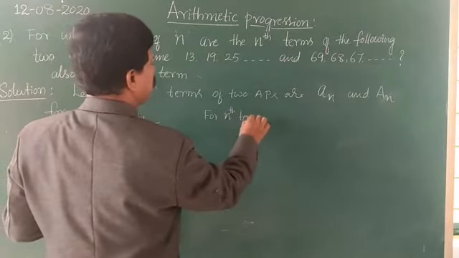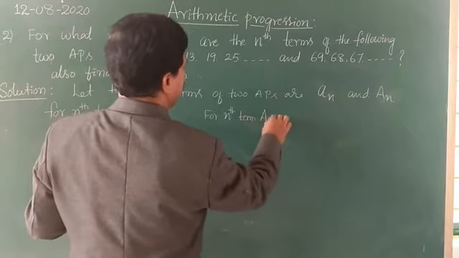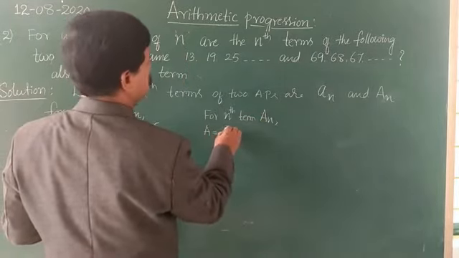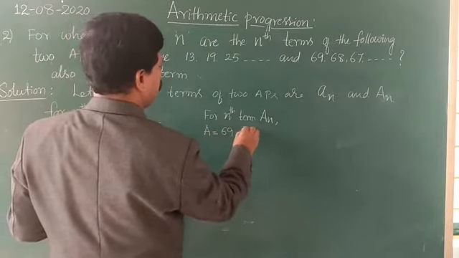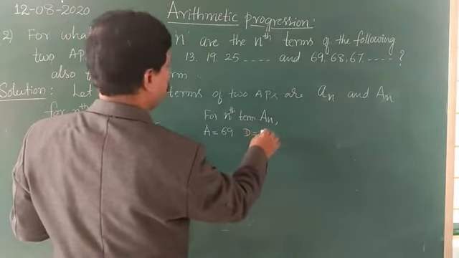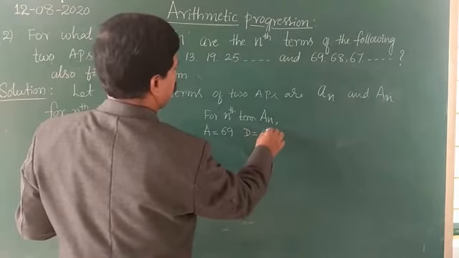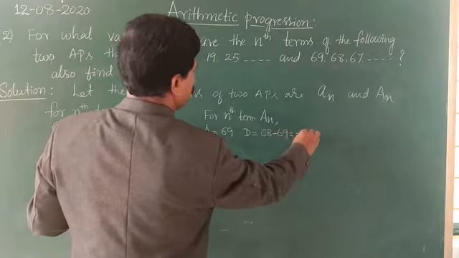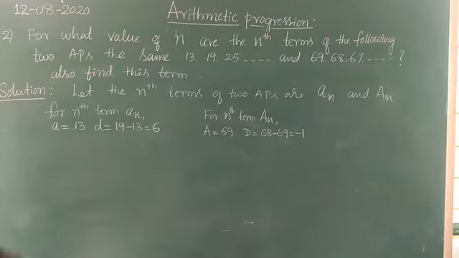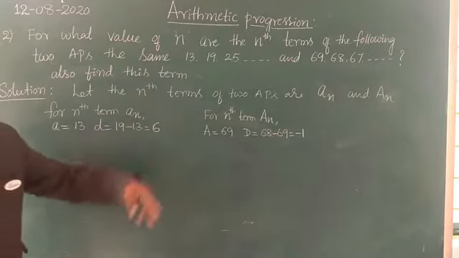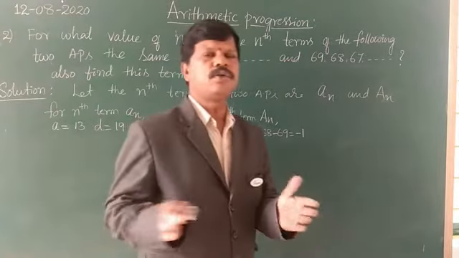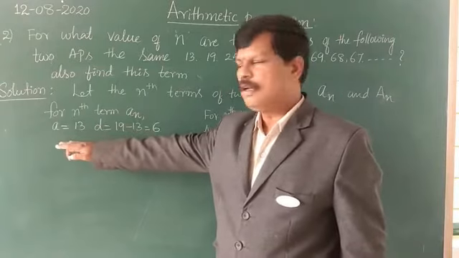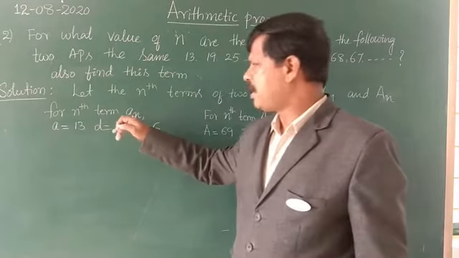Nth term A n equals a plus n minus 1 into d. Following, 69. Now capital D n equals 69 plus n minus 1 into minus 1, that is minus n plus 70. So now we are finding the nth term of the two APs. Are you clear on this? The first one we are taking as the nth term, A n.